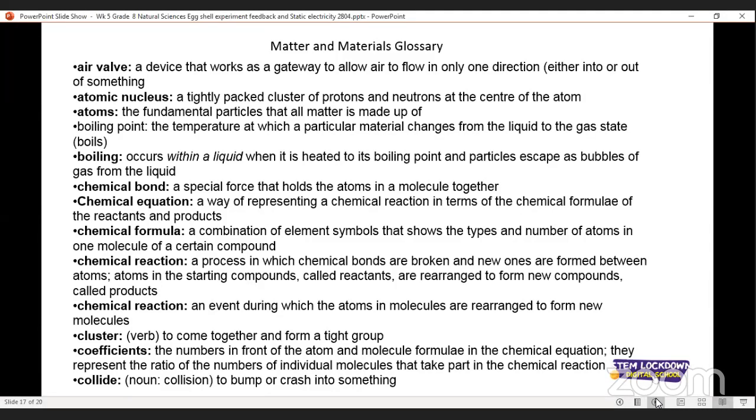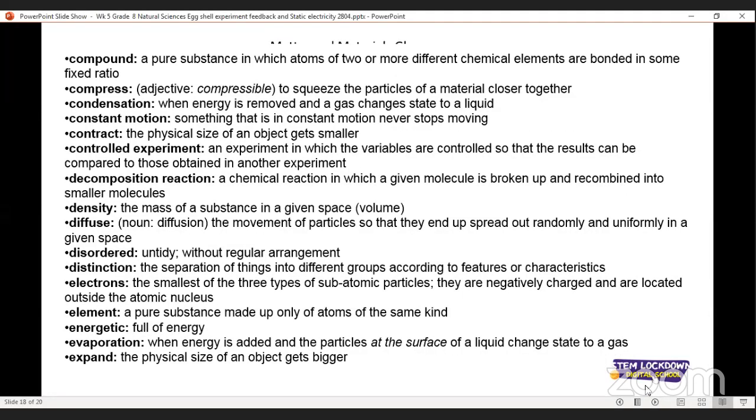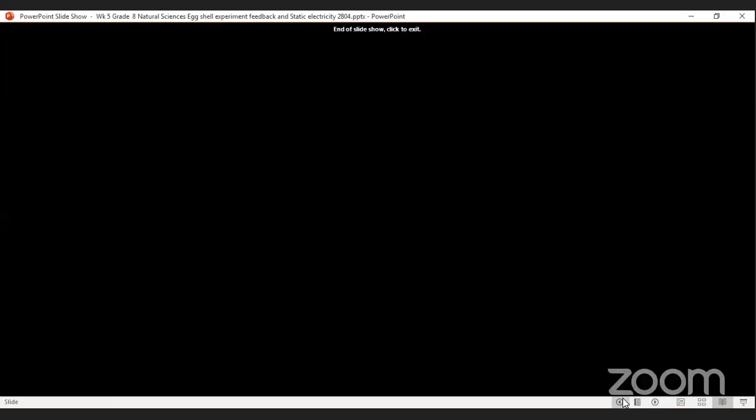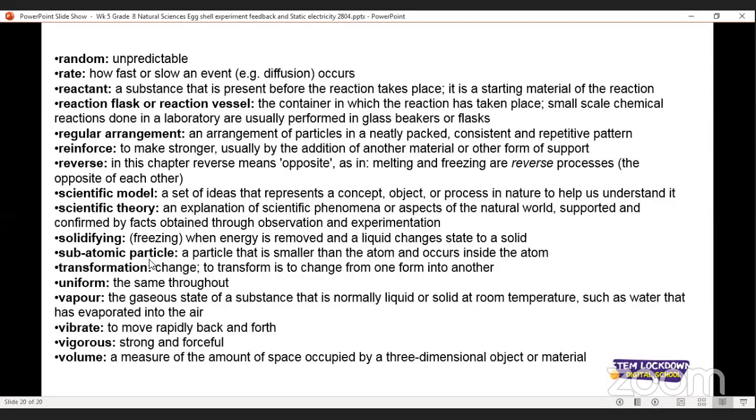Right, so I promised your glossary. This is the glossary on matter and materials, and there are four pages for you to learn. You have the holiday to learn these. Most of these terms you will already know, but you can revise them and it will help you understand science better, especially matter and materials, what we covered earlier on.